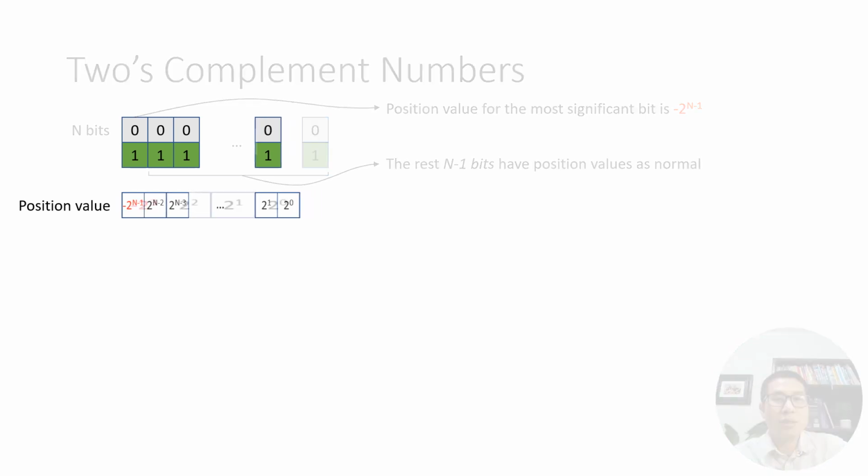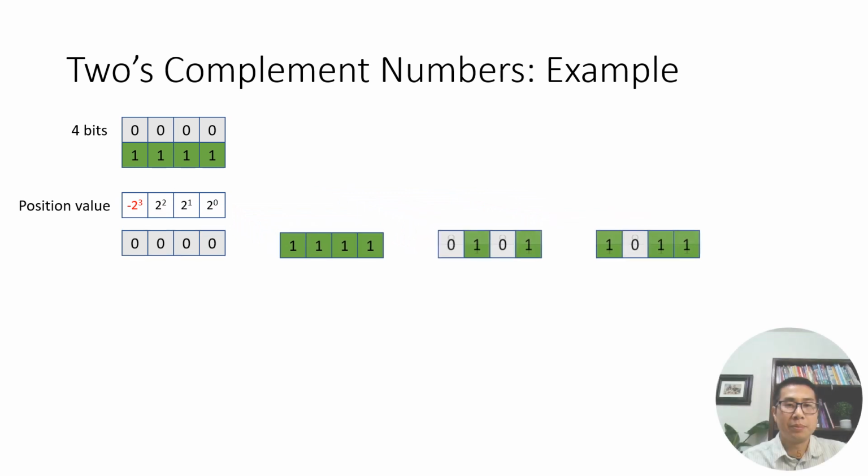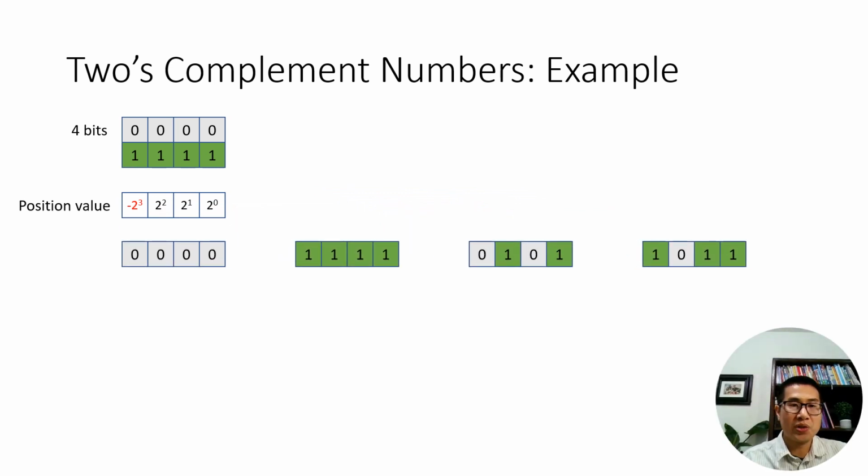So let's give an example in a 4-bit system. It's going to have position values of 2^0, 2^1, 2^2, and -2^3. Then let's have some bit sequences over here to see what they represent. The first bit sequence is all 0, the second one is all 1, the next one is 0, 1, 0, 1, and the next one is 1, 0, 1, 1.